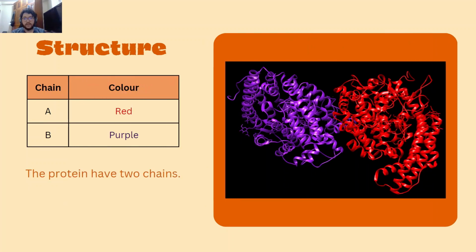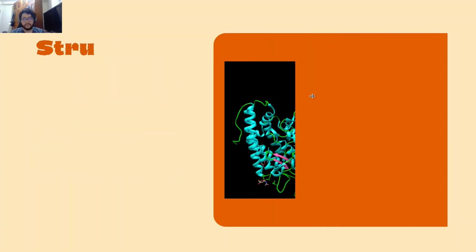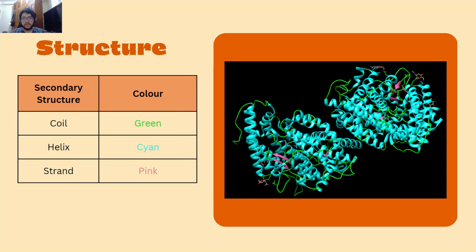Okay, this is the structure of the angiotensin protein. There are two chains available, chain A in red and chain B in purple. Okay, so these are the secondary structures. There are three types of secondary structure available in the structure. The first is the coil, which is in green. The second one is the helix in cyan, and the strand in pink.